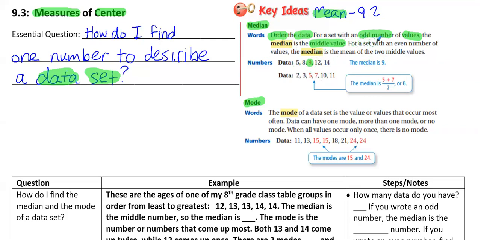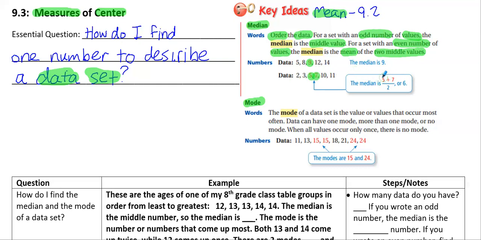But then look at this. For a set with an even number of values, the median is the mean of the 2 middle values. So see this data set? There are 6 data values, so that's an even number of data values. And the median is the mean of the middle 2. Well, which 2 numbers are in the middle? 5 and 7 are in the middle. And so we're going to find the mean of 5 and 7.